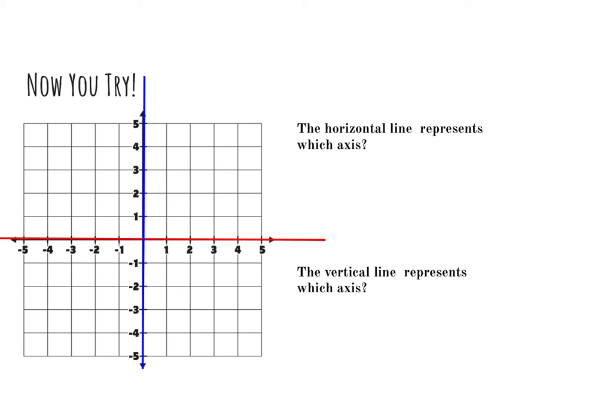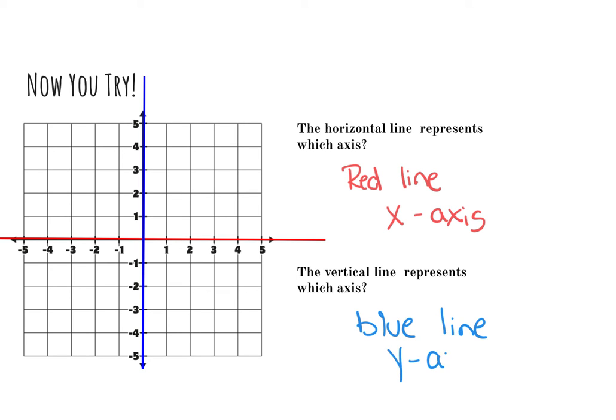So let's try and represent our two axes. The horizontal line represents which axis? Well, the horizontal is the red line, and that means it is the x-axis. The vertical line represents which axis? Well, that is the blue line, and that represents the y-axis.